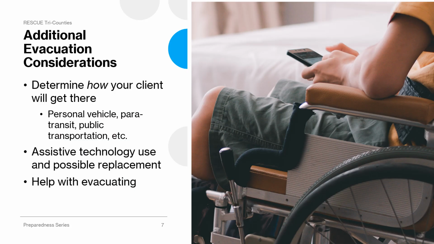How will your client get out if they are alone? Do they have a car? If they do, stress the importance of always having at least half a tank of gas because gas stations may run out or be closed. Do they rely on transportation services?